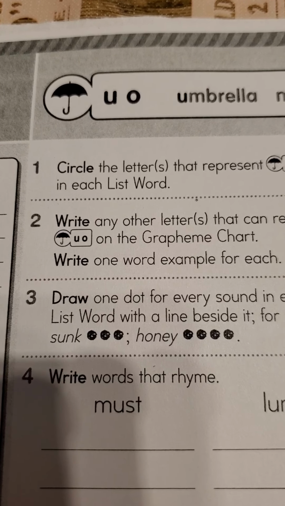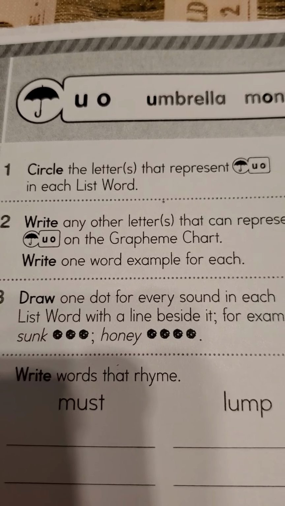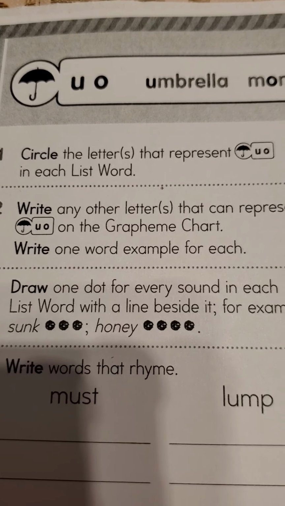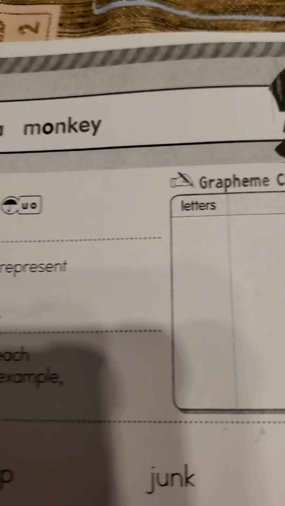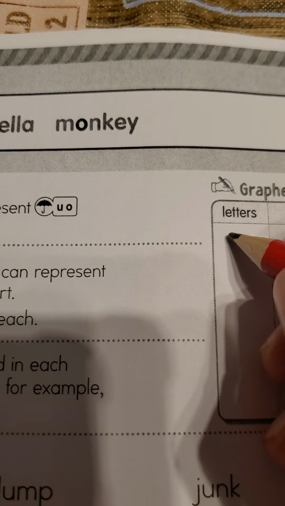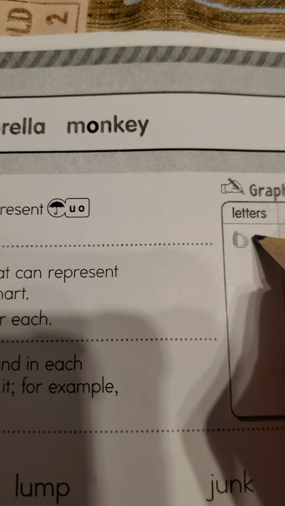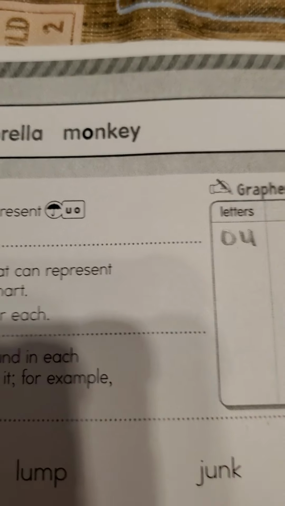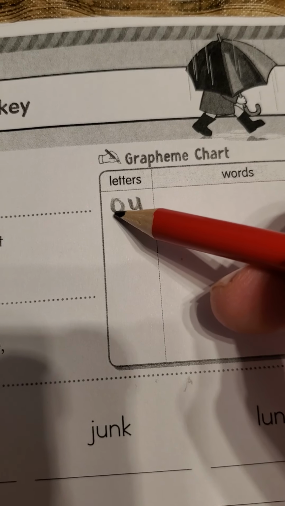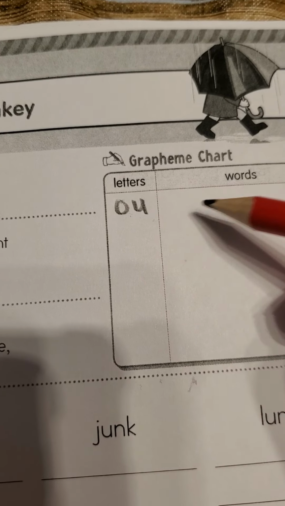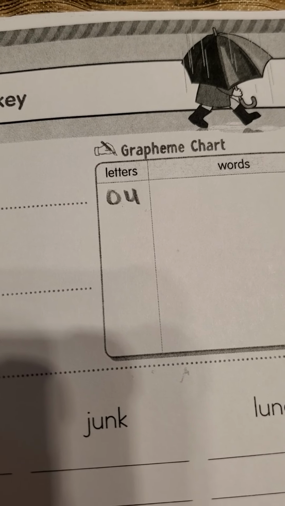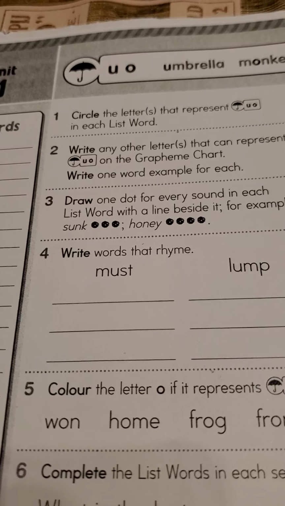Question 2 then asks you to write any other letters that can represent the sound. Now we've just done it, haven't we? So I'm going to write it in here to the grapheme chart that sometimes it's O and U that make the sound. And then you can choose one of the OU words as an example here. Okay, so you've got the OU making the sound. You could write the word young or enough, one of those OU words.